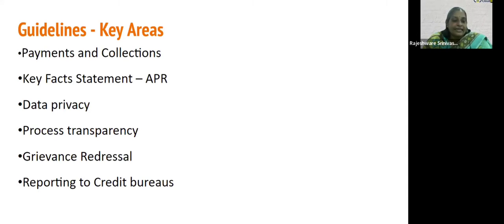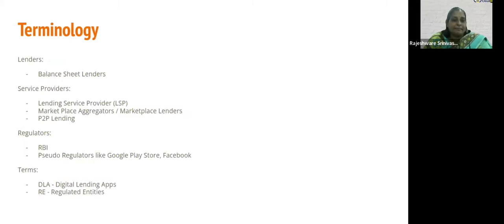As far as grievance redressal is concerned, the contact person to whom all complaints have to be addressed, email ID, phone number, and timelines within which it will be addressed, all this information is supposed to be available. And finally, when it comes to reporting, all loans, whatever be the tenor, have to be reported to the credit bureau. These are the major areas the guideline speaks about.